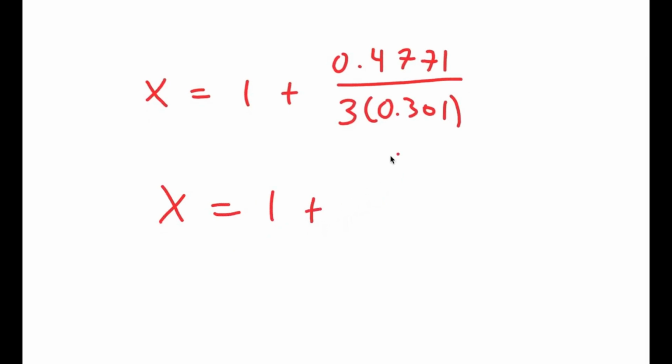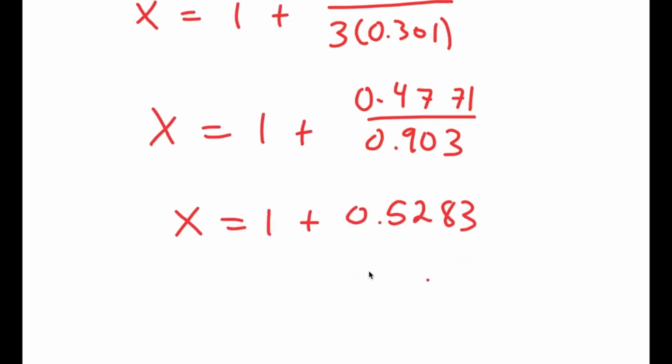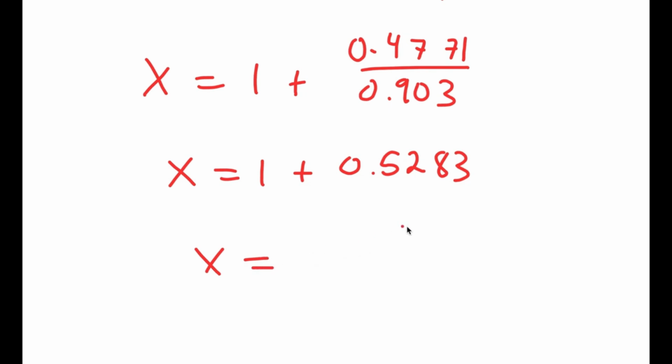Now, 3 times 0.301 is equal to 0.903. So I get 0.4771 over 0.903, which is equal to 0.5283. So now I get x equals 1 plus 0.5283, which is equal to 1.5283.